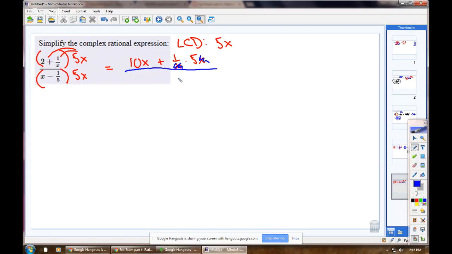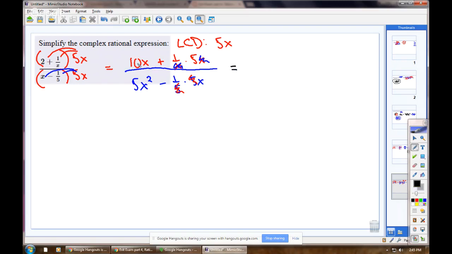In the denominator, I'm going to distribute. And that's going to give me 5x times x, which is 5x squared. And 1 minus 1/5 times 5x. And again, this is set up so that this 5 down here cancels with that 5 down right there. So let's clean up and see what we have left.